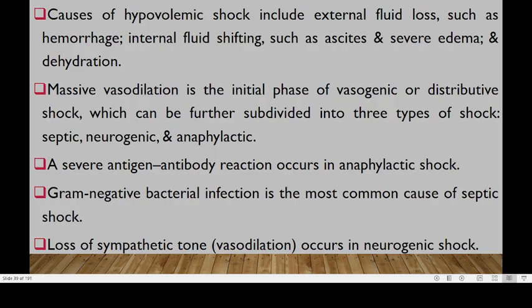Massive vasodilation is normally the initial phase of vasogenic or distributive shock, which can further be subdivided into three types. We have the septic shock, neurogenic shock, and anaphylactic shock. A severe antigen-antibody reaction occurs in anaphylactic shock, while the gram-negative bacterial infection is the most common cause of septic shock, which is one of the vasogenic types. Loss of sympathetic tone that leads to vasodilation will occur in neurogenic shock, which is still a subtype of distributive shock.